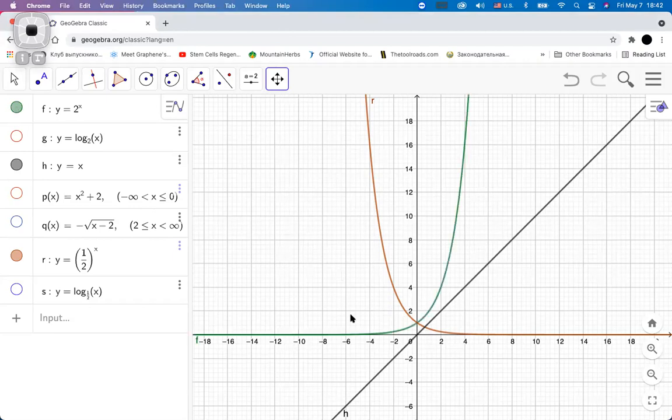So one is increasing. When the base is greater than 1, it's an increasing function. When the base is between 0 and 1, it's a decreasing function.